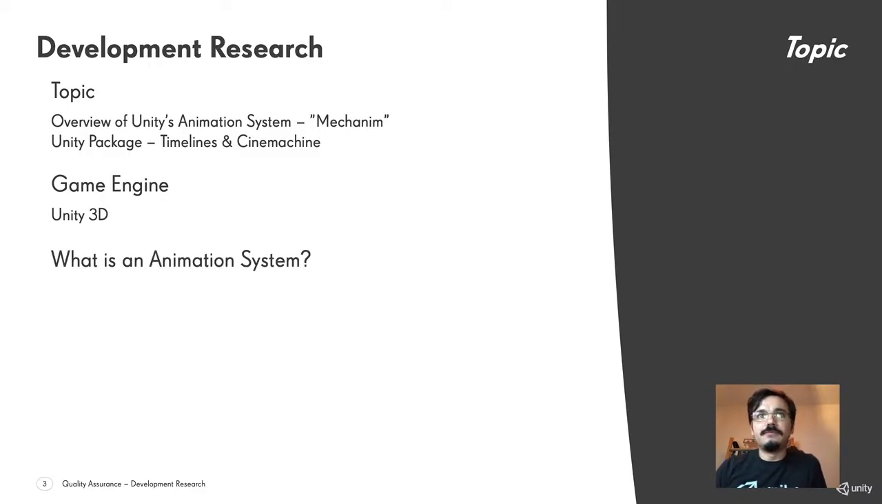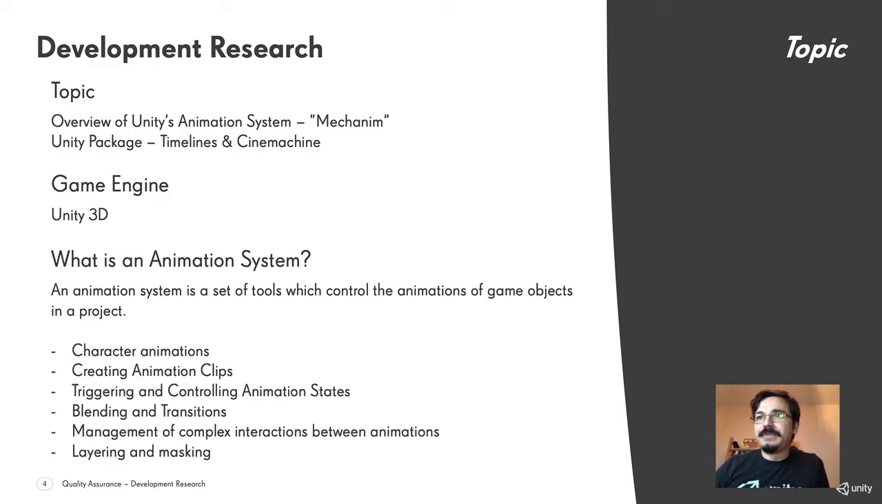Also, you may be asking yourself, what is an animation system? An animation system is essentially a set of specific tools used to control the animations of game objects in a project. This includes the control of character animations, for example, and object animations. With the animation system, a developer can also create animation clips using keyframes, program triggers for initiating animation states, blend transitions of animations, manage complex interactions, as well as layering and masking.